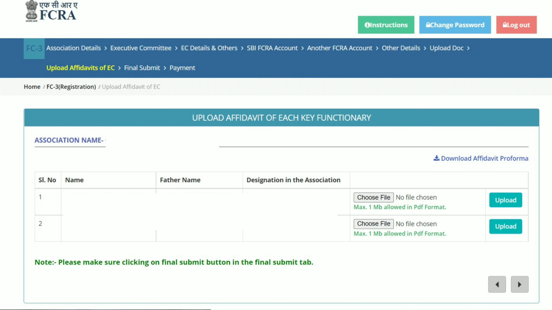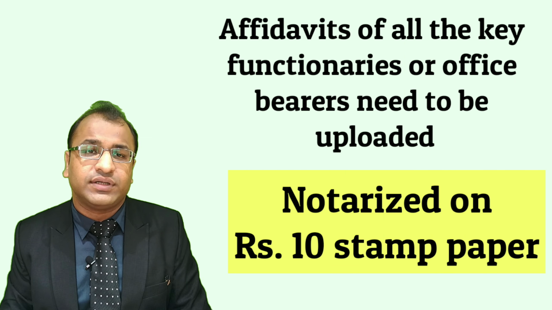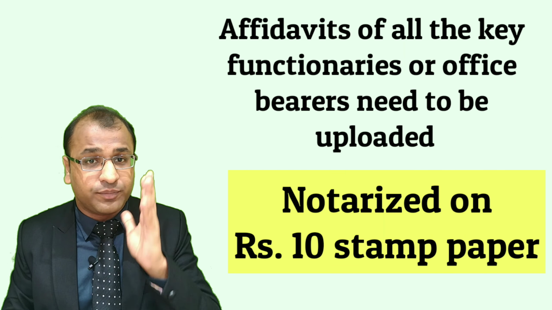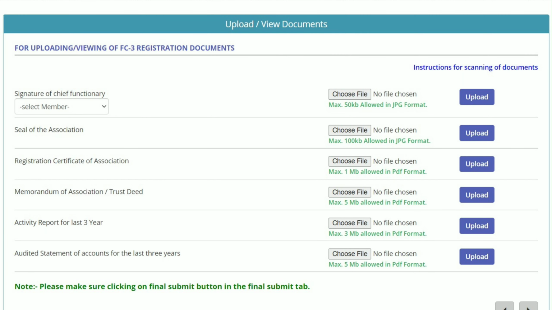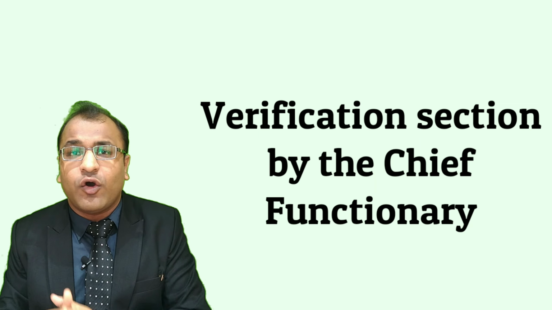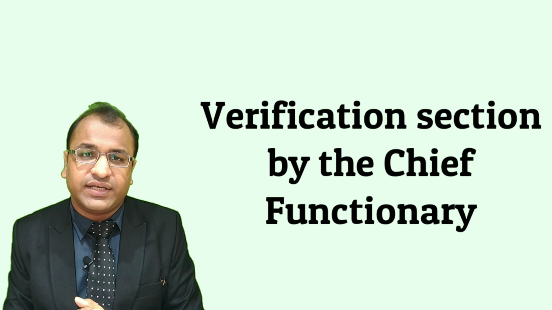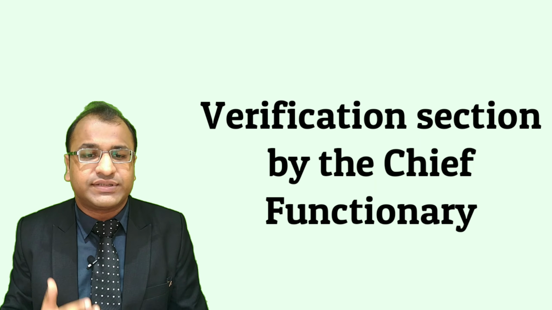Apart from the above documents, the affidavits of all the key functionaries or office bearers need to be uploaded in the prescribed format available on the FCRA portal, duly notarized on ₹10 stamp paper. After uploading all the documents within the size limit prescribed for each, the form finally ends with the verification section or an undertaking by the chief functionary and is now ready to be submitted.